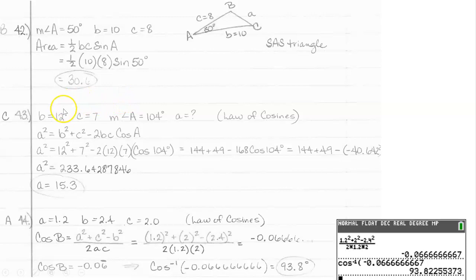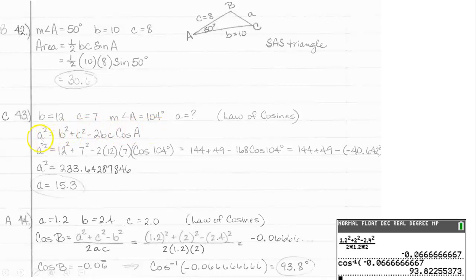All right, for 43, it says we have a triangle that's not a right triangle, and they told me that side B is 12, side C is 7, and the measure of angle A is 104, and they want to know little a. Now, I can't use law of sines here because to use law of sines, you have to know 3 of the 4 pieces. I have to be able to set the A's equal to the B's. So I have the A's here, but I would have to know both of the B's or both of the C's. So I can't use law of sines, so instead I'm going to need to use law of cosines.